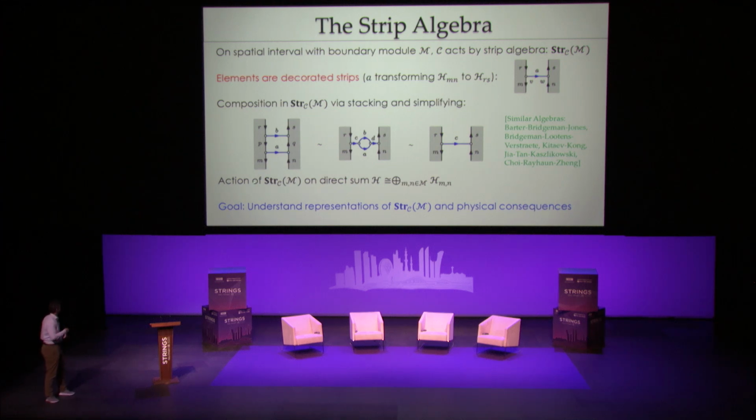Okay? And the punchline, of course, is that this strip algebra acts on the direct sum of these superselection sectors. In general, mixing them all together. And so what we would like to know is what are the representations of this algebra, and can we unpack them? Can we really get to the bottom of what are all the linear maps and the implied degeneracies? So not just an abstract answer, but an explicit answer.